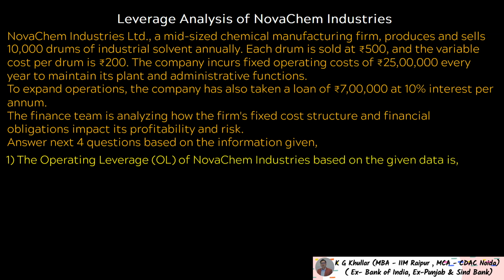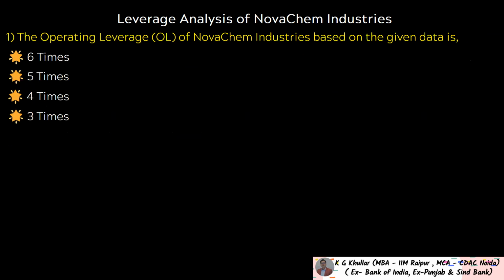Now answer next 4 questions based on the information given. And the first question is, the operating leverage of Novachem Industries based on the given data is, and these options are given to you.